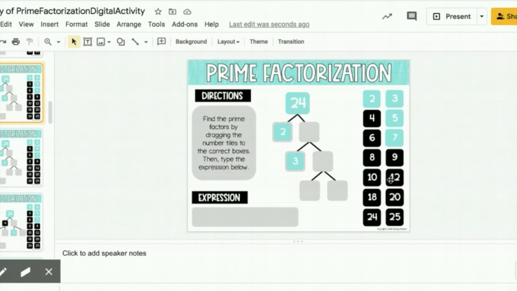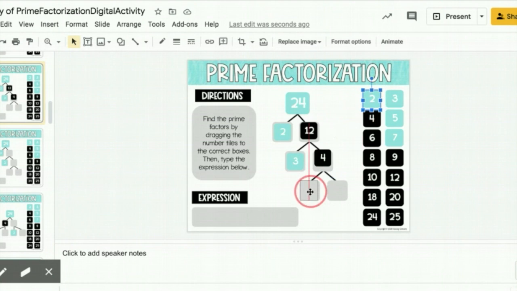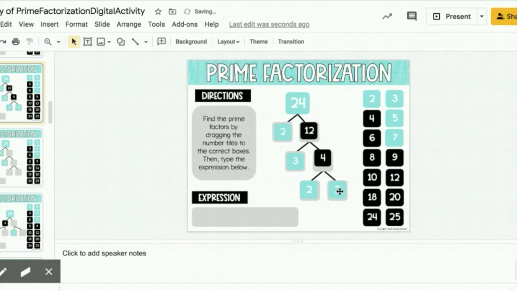Well, I know that 2 times 12 is equal to 24, right? So 2 times 12 is equal to 24. 2 is prime, so it is done. 12 is not prime, though, so it's split up again. It says that 3 times something is 12. Well, I know that 3 times 4 is 12, right? So I'm going to put my 4 down here. 3 times 4 is equal to 12. Now, 4 is not prime either. So 4 needs to be split up into a multiplication problem. 4 is equal to 2 times 2. And now I am done.